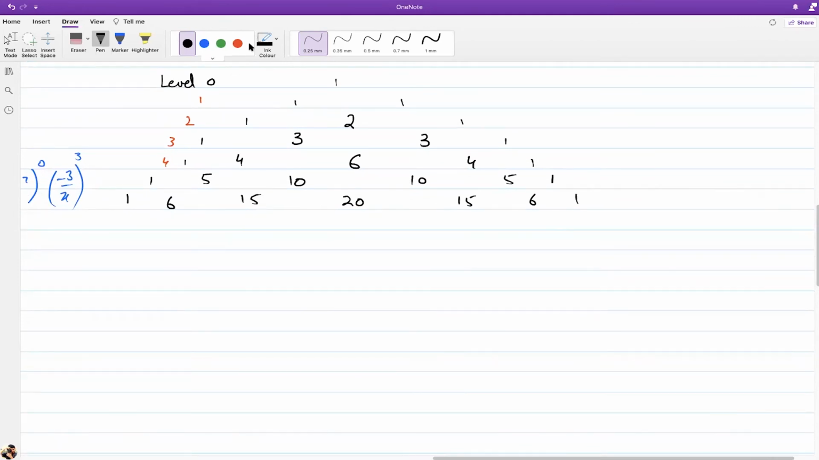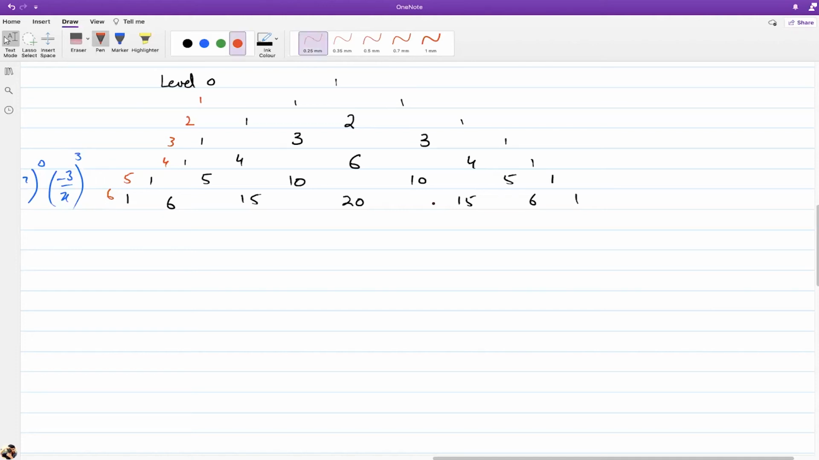So no matter what level you go down to, you can keep on going down to a level 100 or level 71 or whatever you want. You can just keep on doing this. Add the numbers, find the next number in the middle. That's one way. But the better way or the faster way is to use the nCr formula.